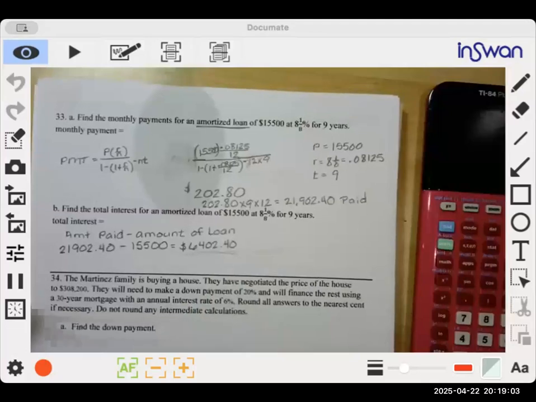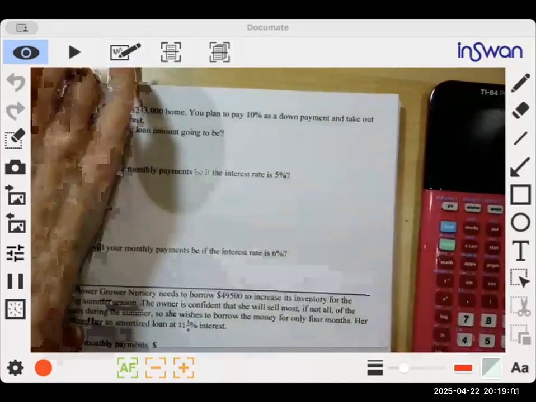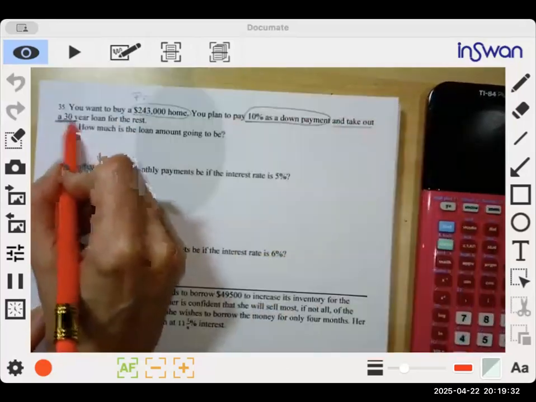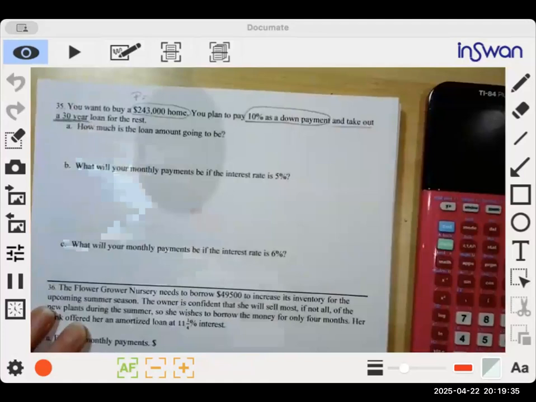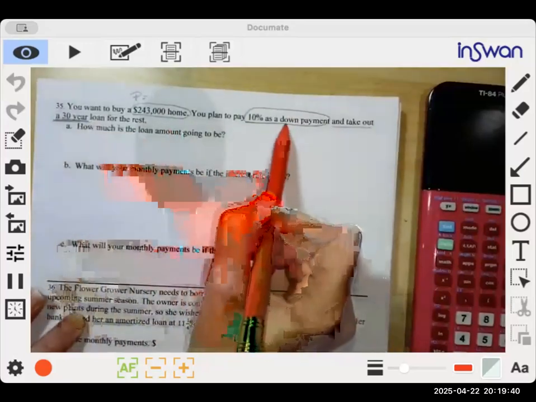Okay, so the next one I see is 35 on that list. This one's got different parts to it. So you want to buy a home. So that's our principal. You're going to put a 10% down payment, and then a 30-year loan for the rest. So how much is the loan amount going to be? Well, we need to take off that down payment.